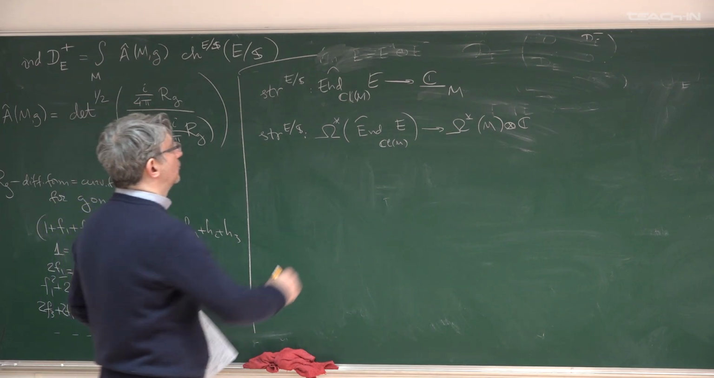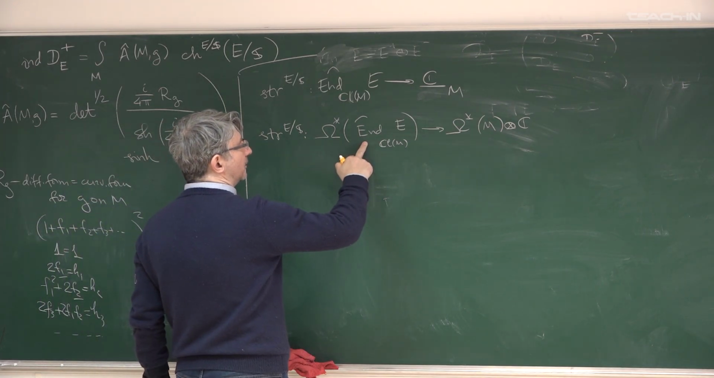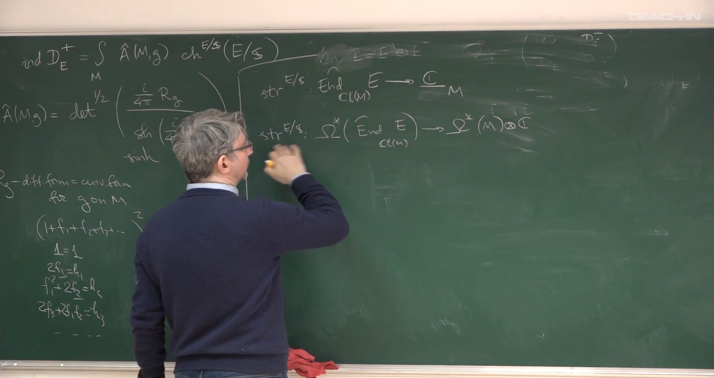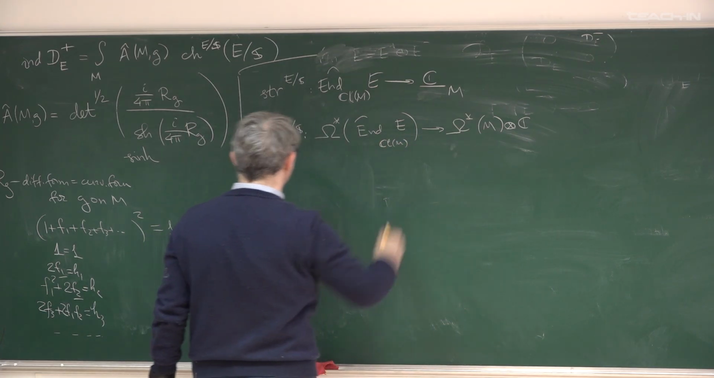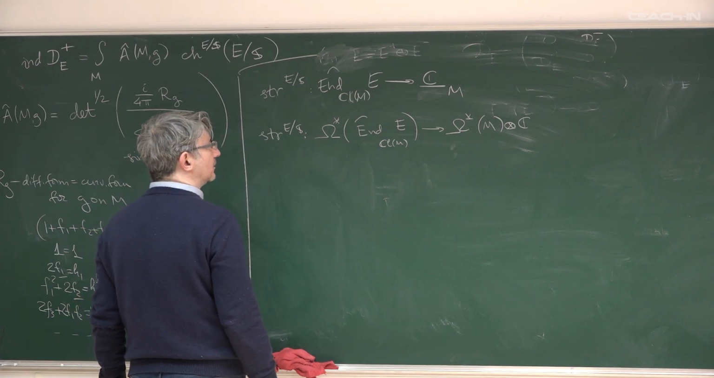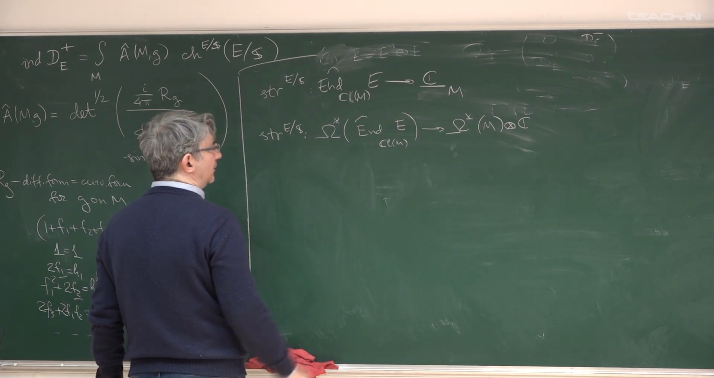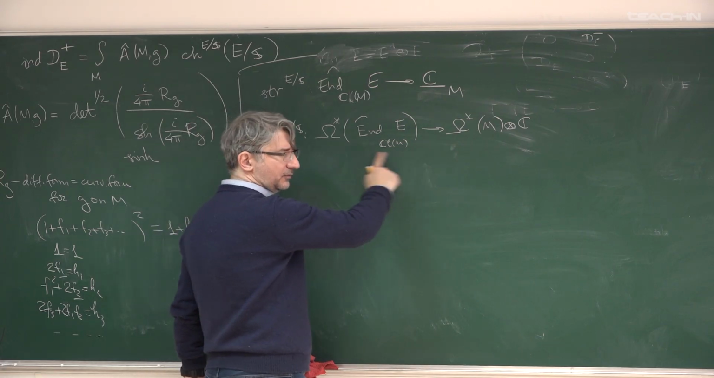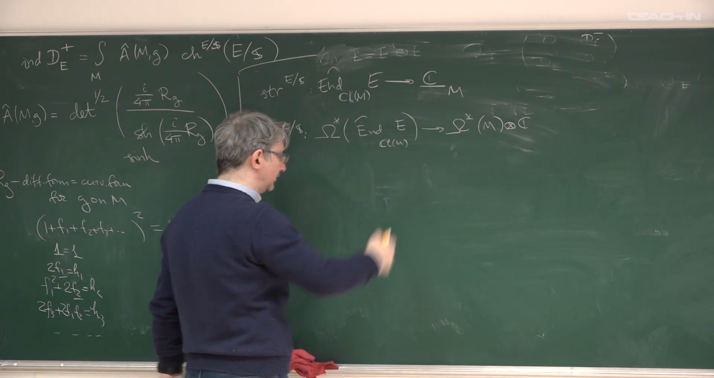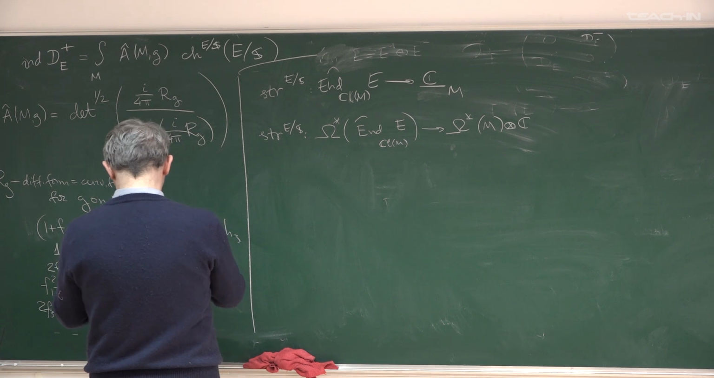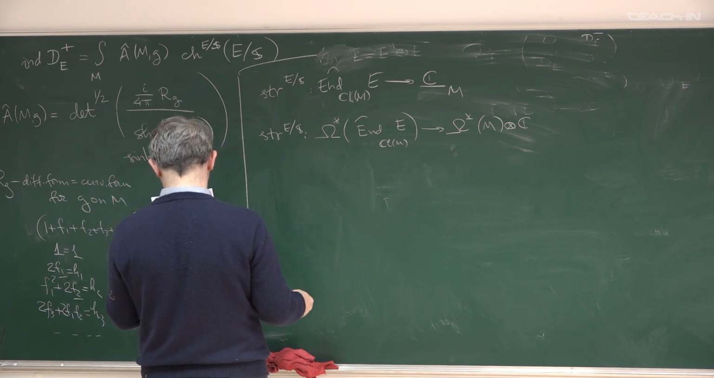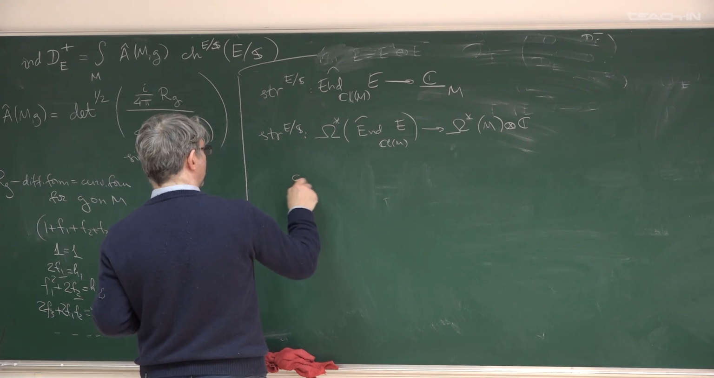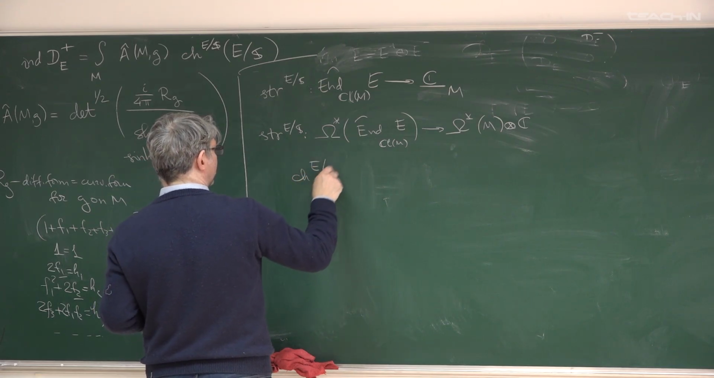If we have a differential form with values in endomorphisms, then I apply the supertrace to the coefficients and obtain a complex valued differential form. And now you can guess that here there will be some curvature form. Maybe its power. So now let me define what the relative Chern character is.